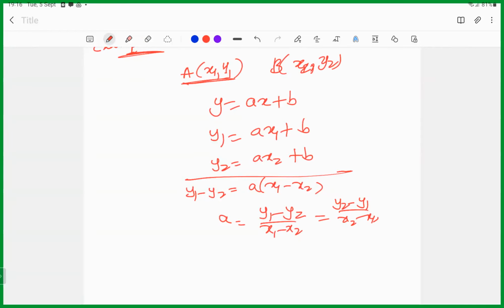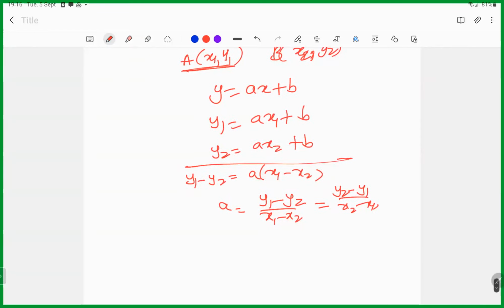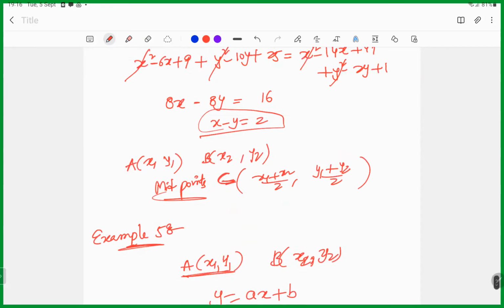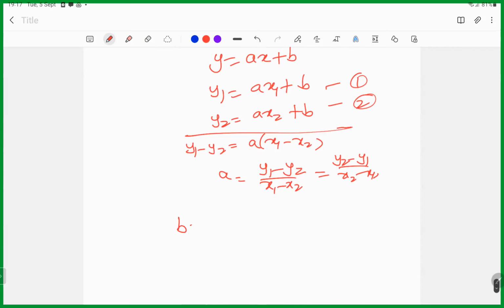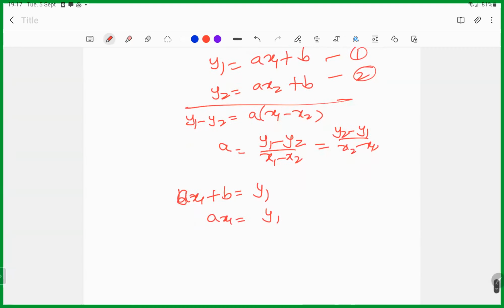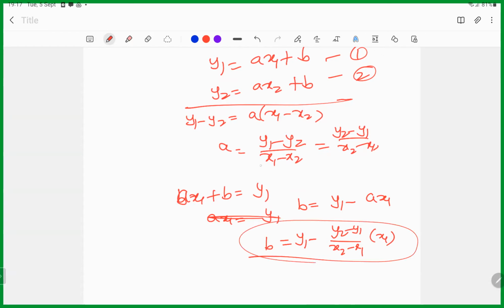Then B will be, let's take equation 1. a x1 plus b equal to y1, so b equal to y1 minus a x1, where a is y2 minus y1 by x2 minus x1. This is b, this is a. That's how, if two points are given, you can find out the line equation.